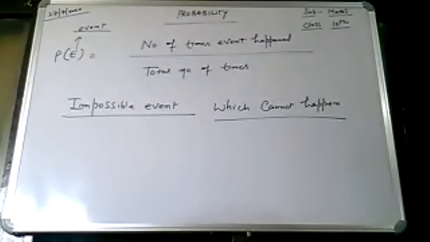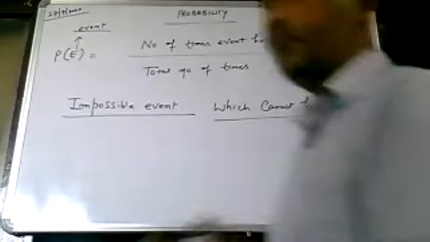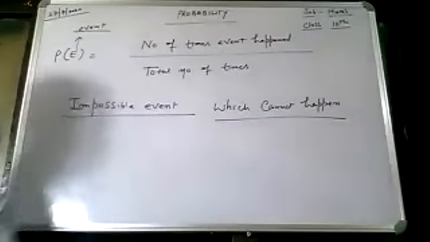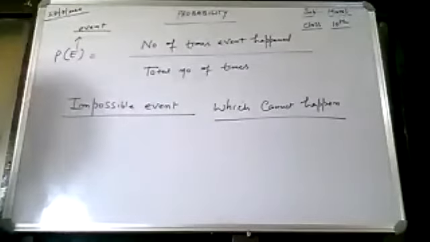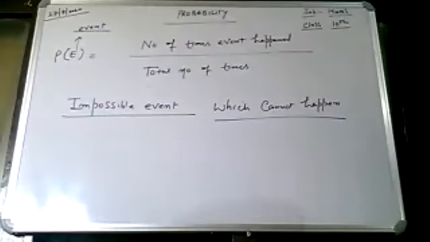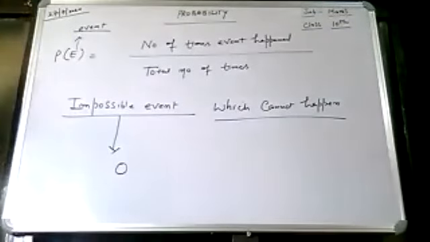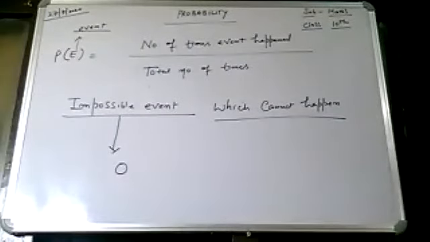You know, every day the sun sets. Clear? So the sun will never set, that is an impossible event. Okay? For example, the sun will rise from the west direction. This is an impossible event. Okay? The sun revolves around the earth. This is an impossible event. So the probability of an impossible event is 0. Clear?